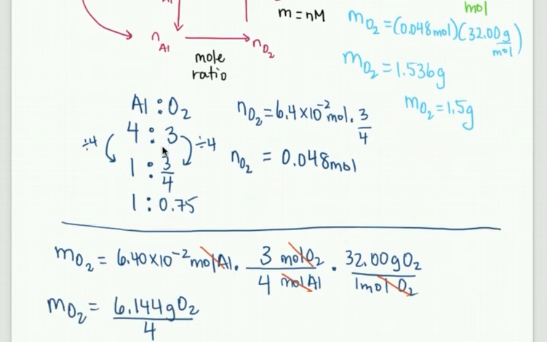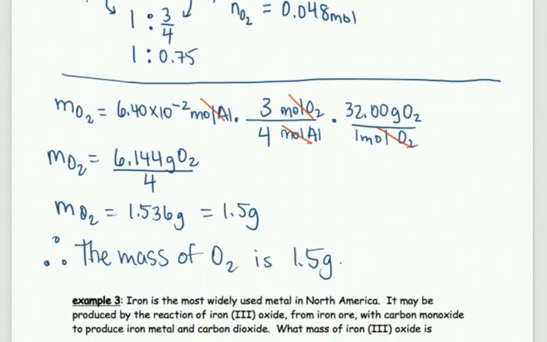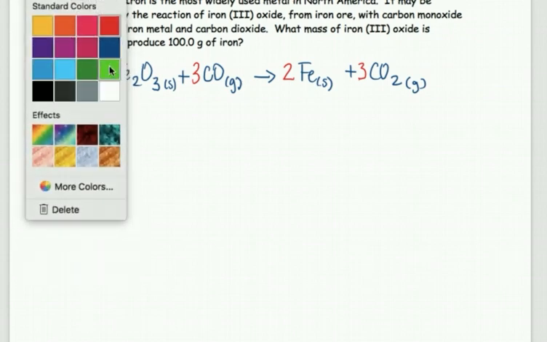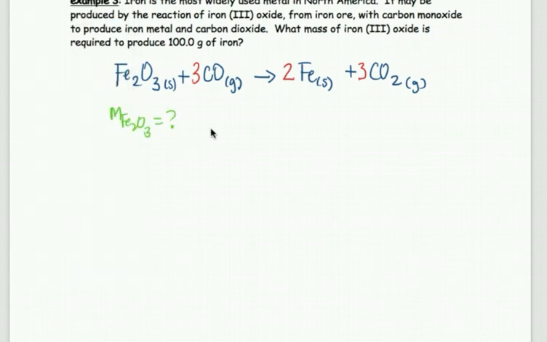All right, so let's go and try the next example. In this example, again, I'm going to start with the formula method, and then I'll show you the unit analysis method as well. All right, so let's get from our description to a skeleton equation first. Okay, so let's go through here and balance this chemical equation out. All right, so now that we have it balanced, let's write down the things that are given to us. Okay, what mass of iron 3 oxide is required to produce 100 grams of iron?